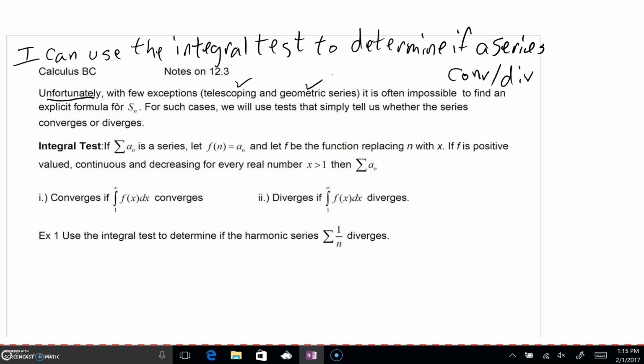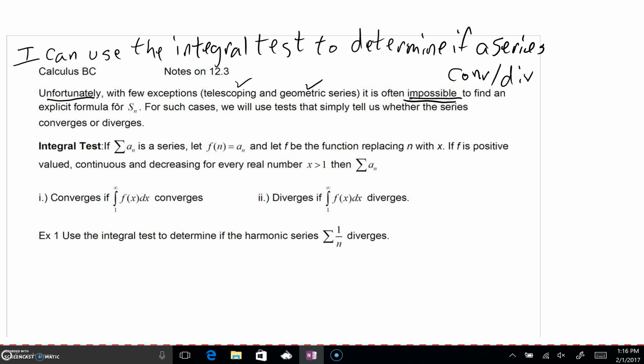with few exceptions, it's often impossible to find an explicit formula for the partial sum S sub n. We've talked about that somewhat, and sometimes we even had the formula for the infinite sum like the geometric series, but that's actually exceptionally rare. 99% of the time, when you're going to be looking at series, you just won't be able to find that.